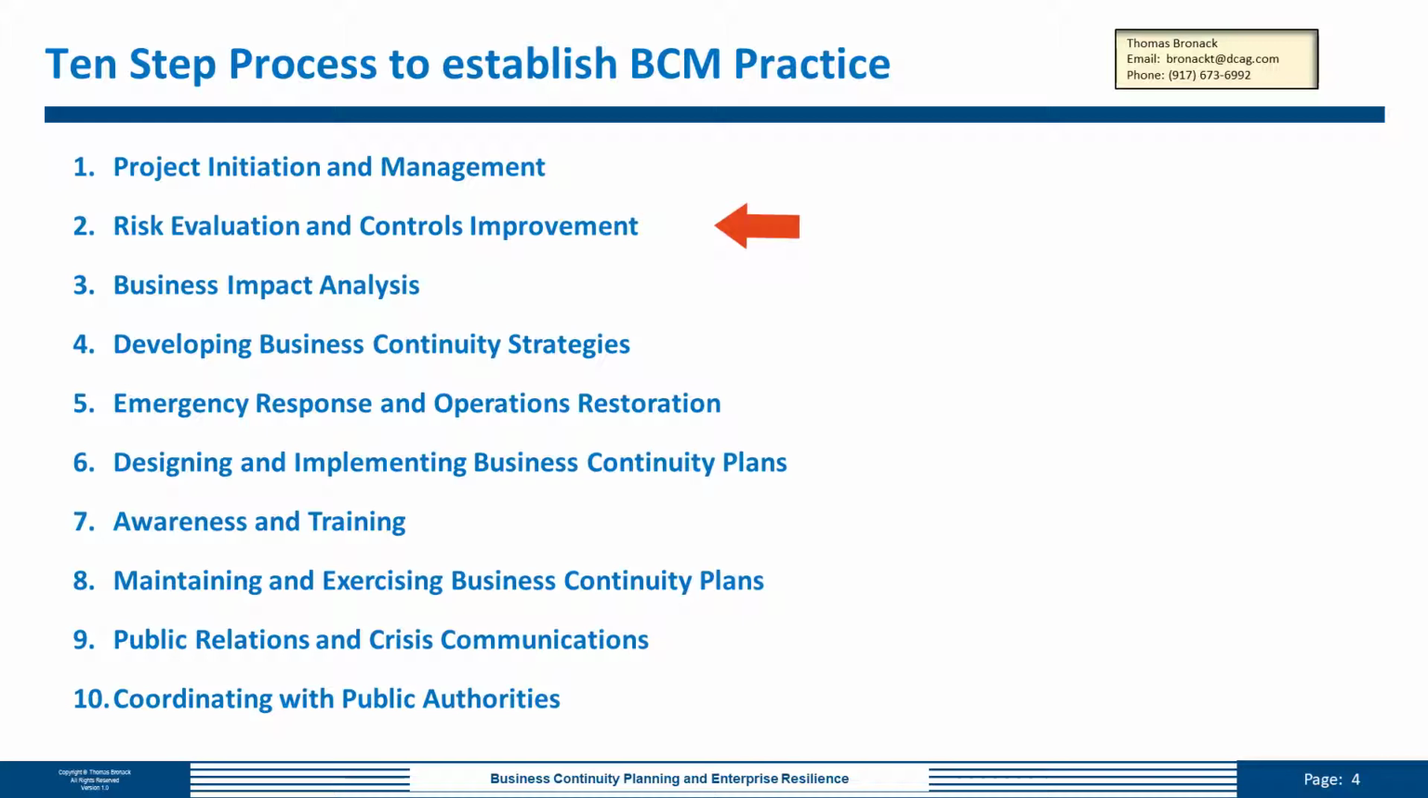Risk evaluation and controls improvement is the first active step and is responsible for identifying gaps, exceptions, and obstacles that would impede your company's ability to protect against, and recover from, disaster events. Controls are established to assist in implementing service continuity procedures.